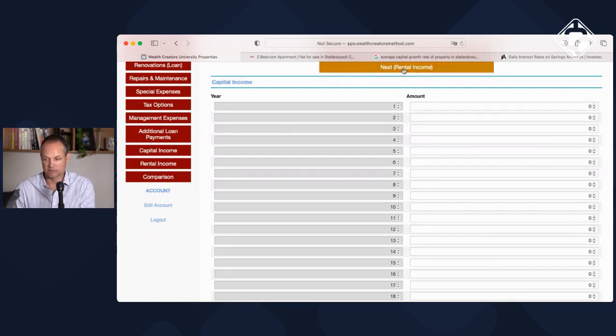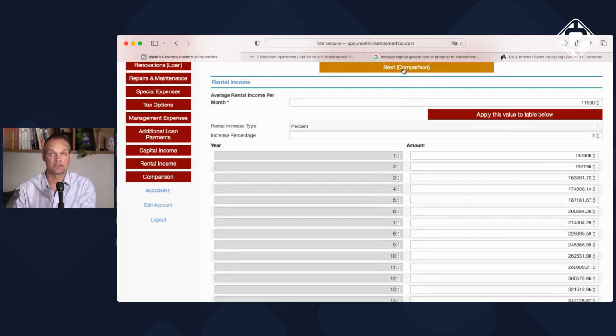Capital income is not applicable. Rental income is obviously the important one, and the Property24 ad specifically mentioned a rental income of 11,900 already in place. So I can budget that, and then the question is: 11,900 is the rent the current owner is charging this year, what do you think you'll be able to charge next year? Based on a bit of an assumption, I said I can increase my rental income by 7% per year, slightly higher than inflation because of the location of the property.